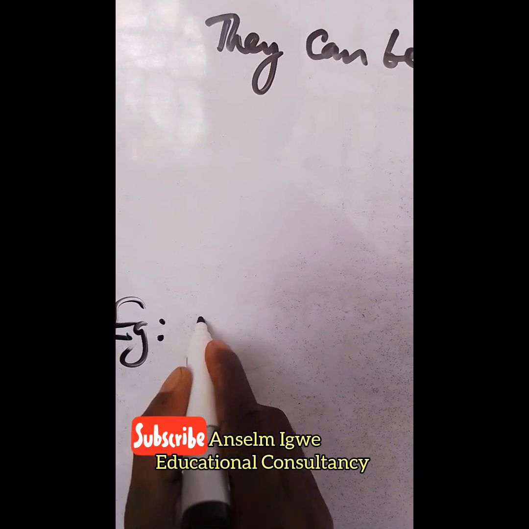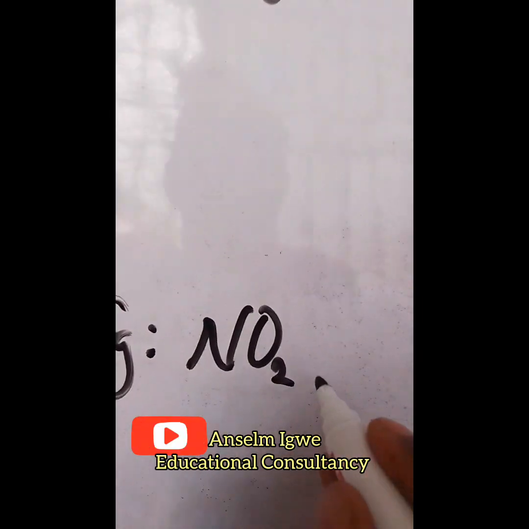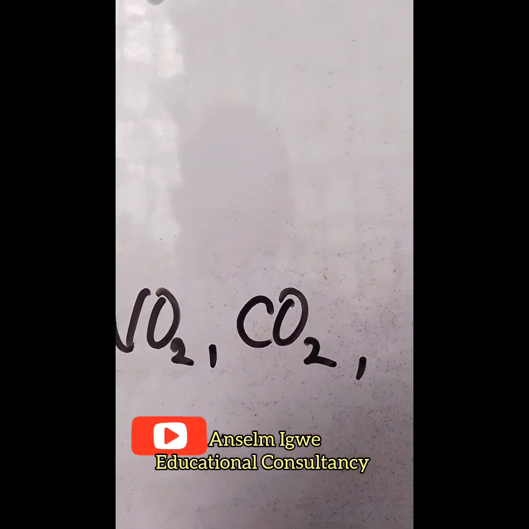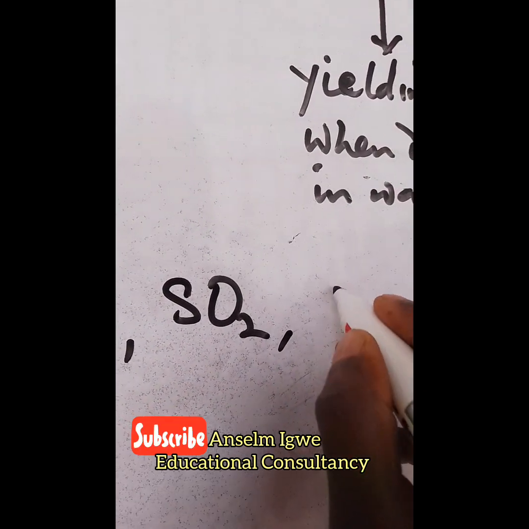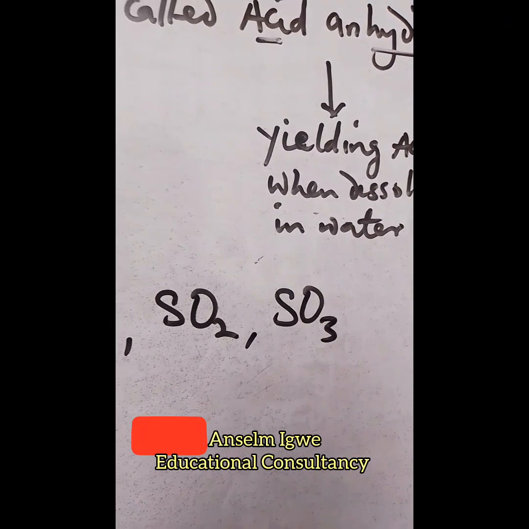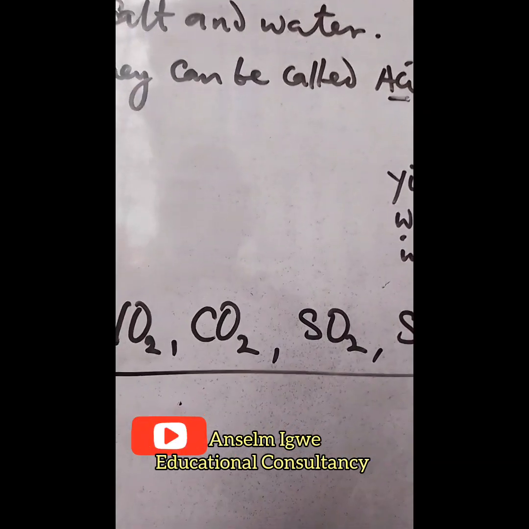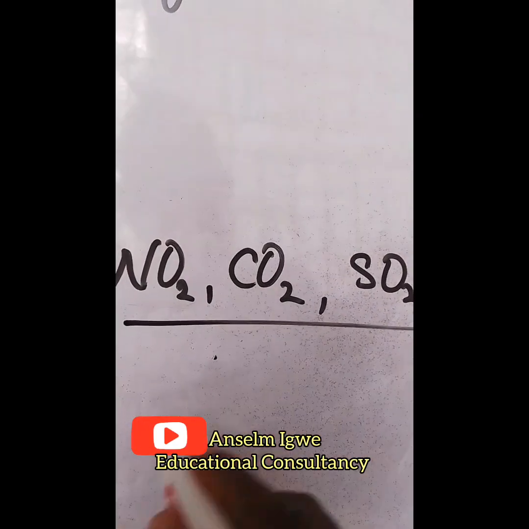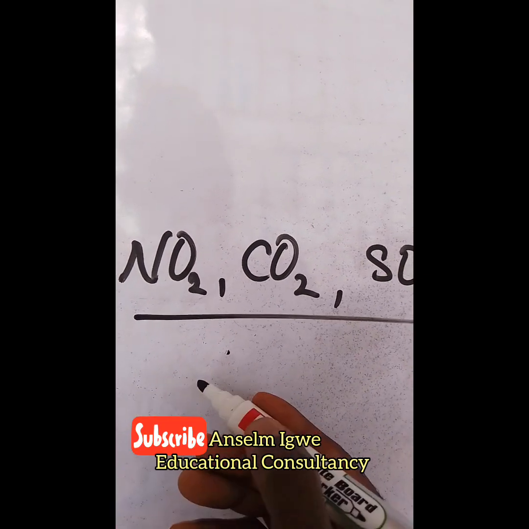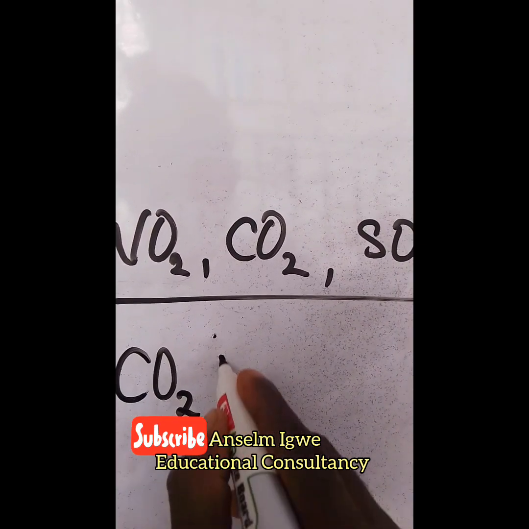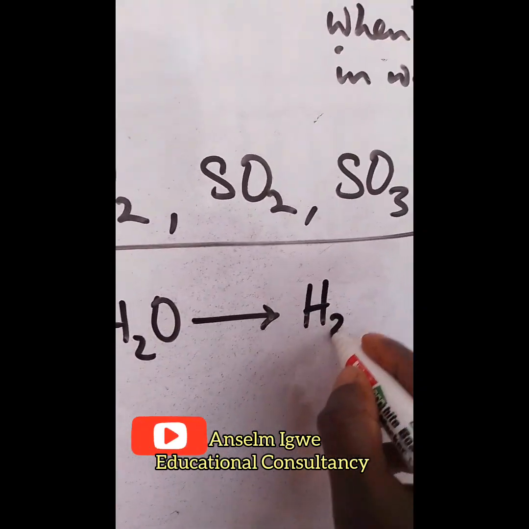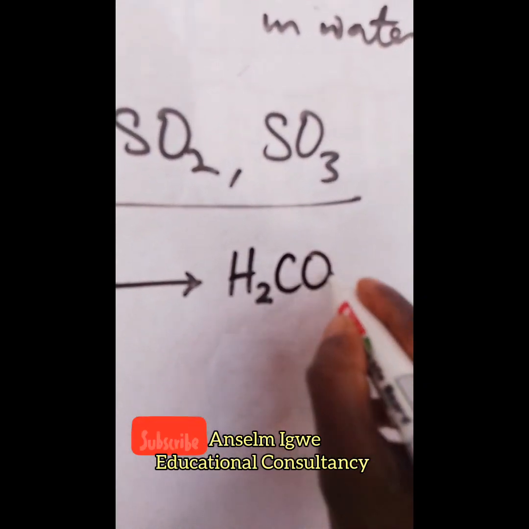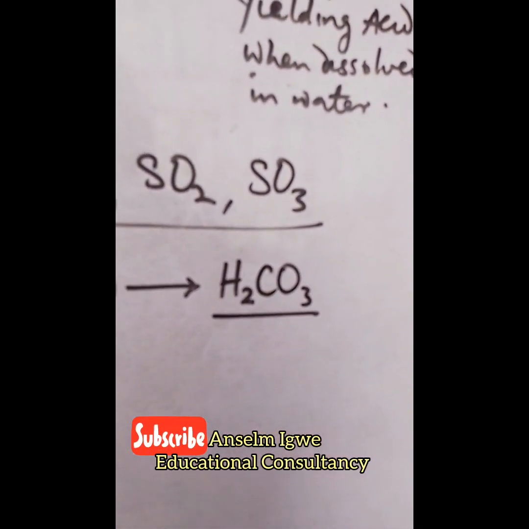Examples are NO2, nitrogen 4 oxide, CO2, carbon 4 oxide, SO2, sulfur 4 oxide, SO3, sulfur 6 oxide. All these are acid anhydrides or acidic oxides. Why? They can dissolve in water to produce acid. For instance, CO2 can dissolve in water to produce H2CO3, which is carbonic acid.